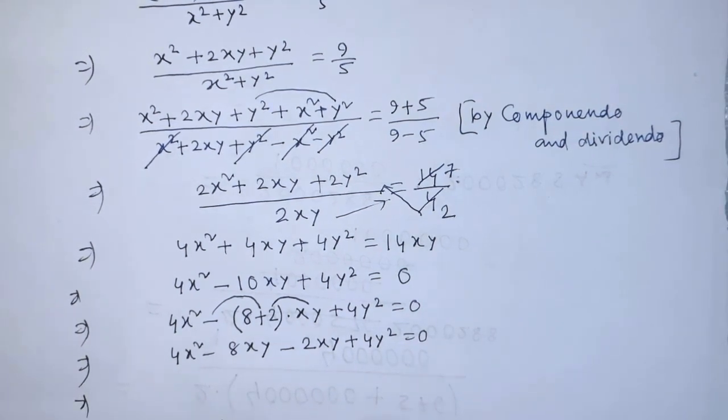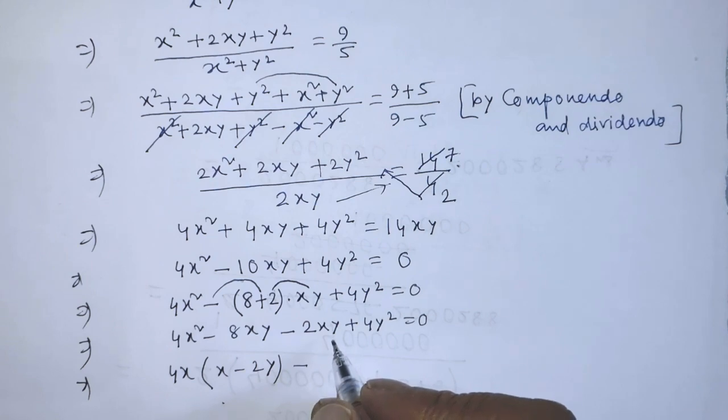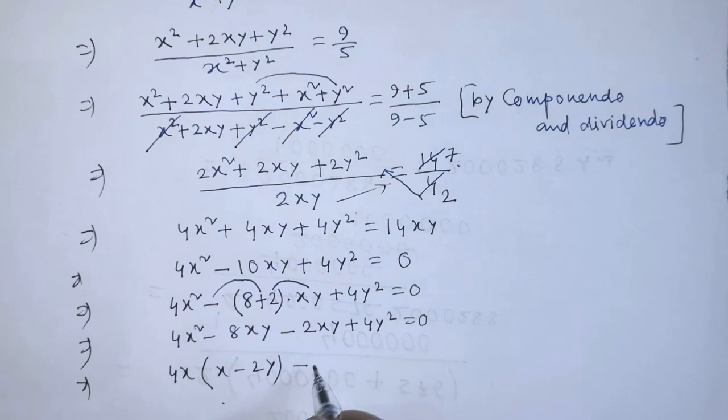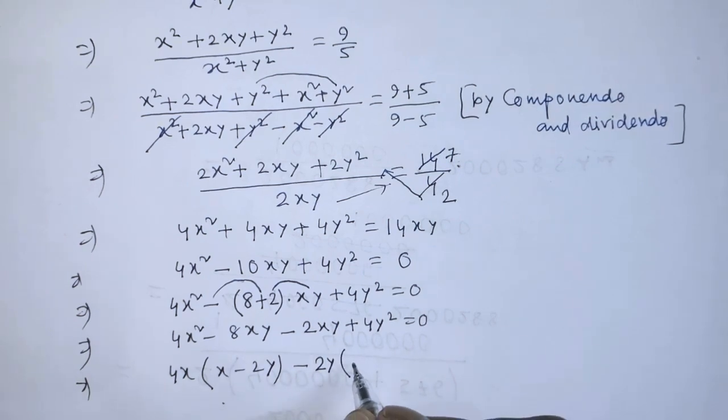So student, now we have to take common 4xy from first two terms. So now we can write 4 times xy times x minus 2y minus, similarly we can take common 2y from last two terms. So we can write in here 2y times x minus 2y is equal to 0.